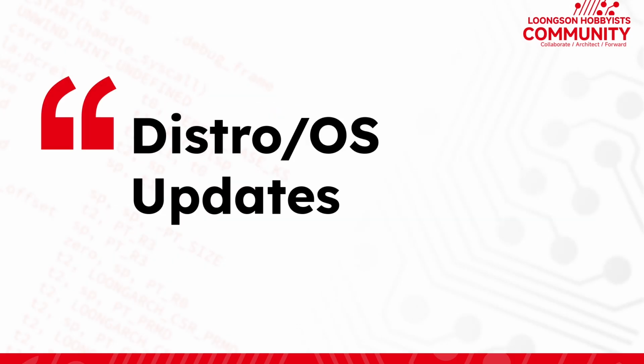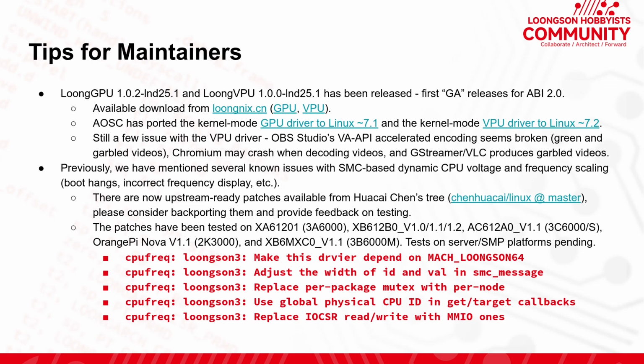Distro and operating system updates. First of all, we have tips for maintainers. The LoongGPU and LoongVPU both saw the first general availability releases for API 2.0 systems. They're currently available for download from loongnix.cn with support for Linux kernel 6.6. But AOSC has ported the kernel mode drivers to Linux 7.1 for the GPU driver and 7.2 for the VPU driver. There are still, unfortunately, a couple of issues with the VPU driver, as we have found during testing.